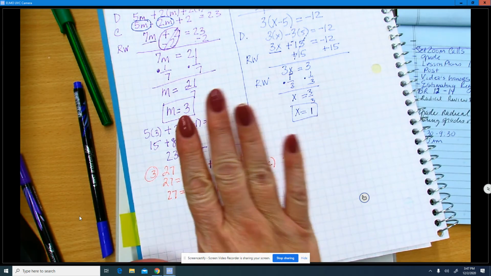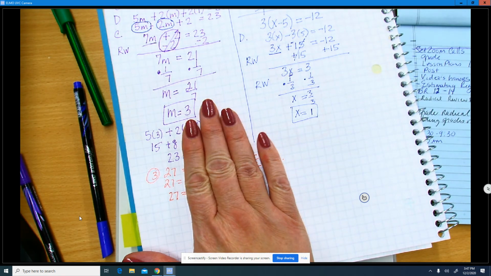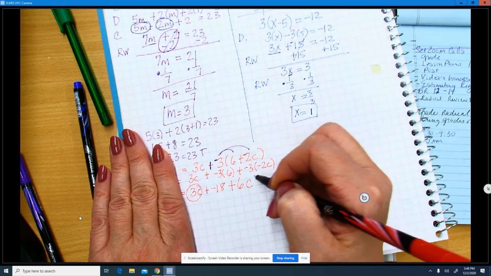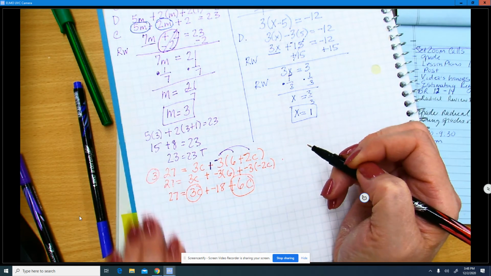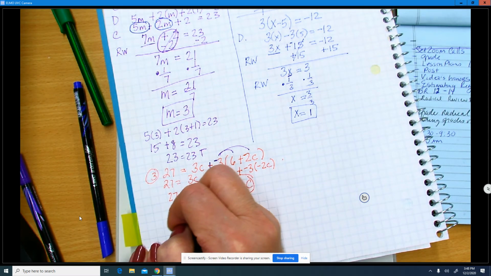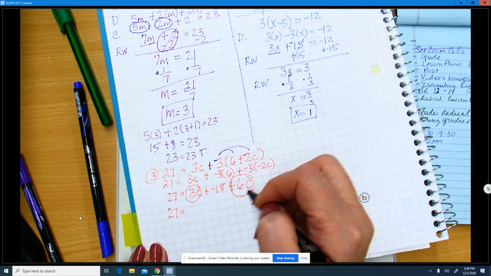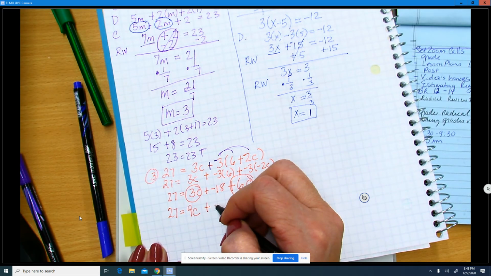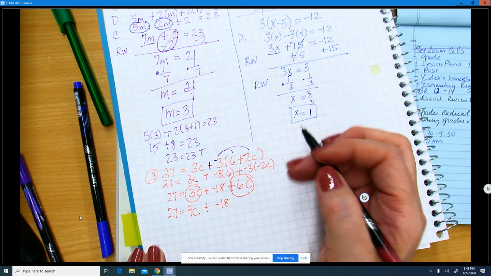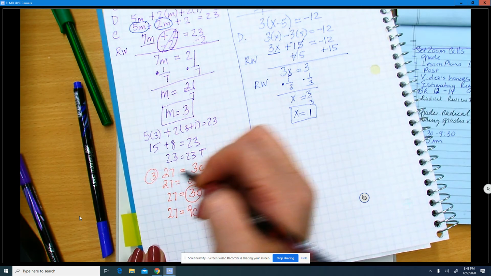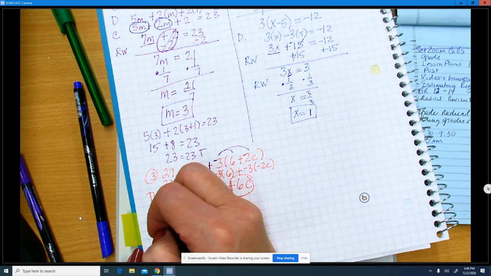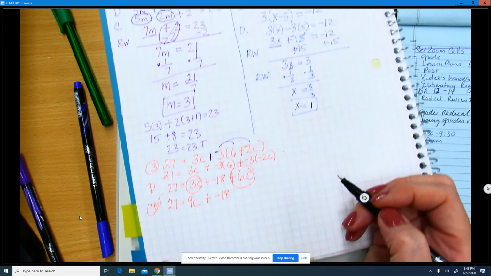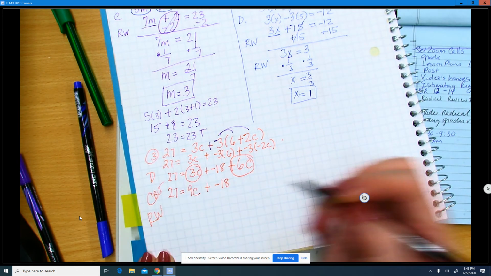So I look to my right, I can't do any combining like terms. I look to my left, I have a 3C and a 6C. Those can be combined. So 27, 3 plus 6 is 9, and I'm going to again put plus negative 18. So I was doing my distribution properties here, my combining like terms property here, and now I'm moving on to a rewind step.